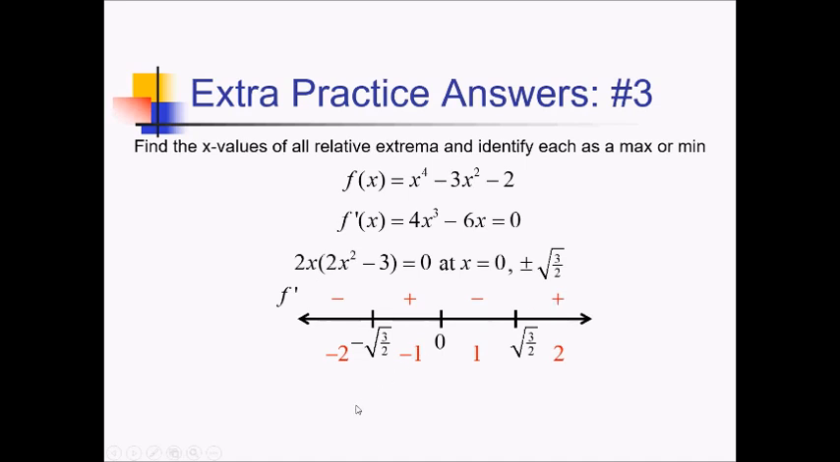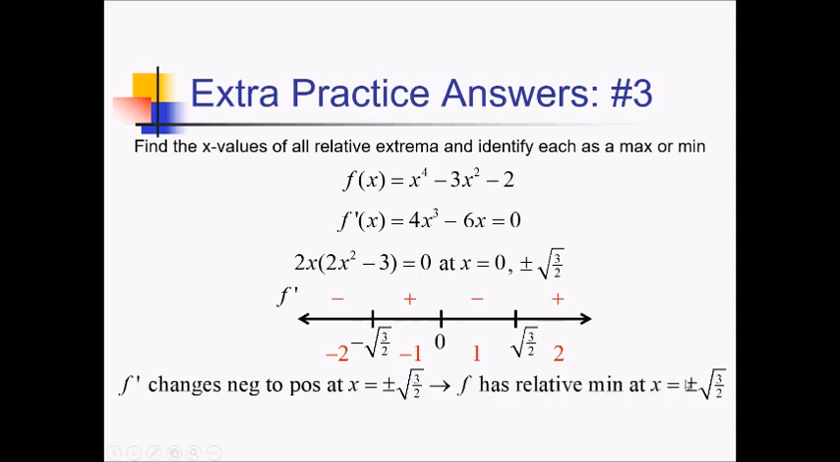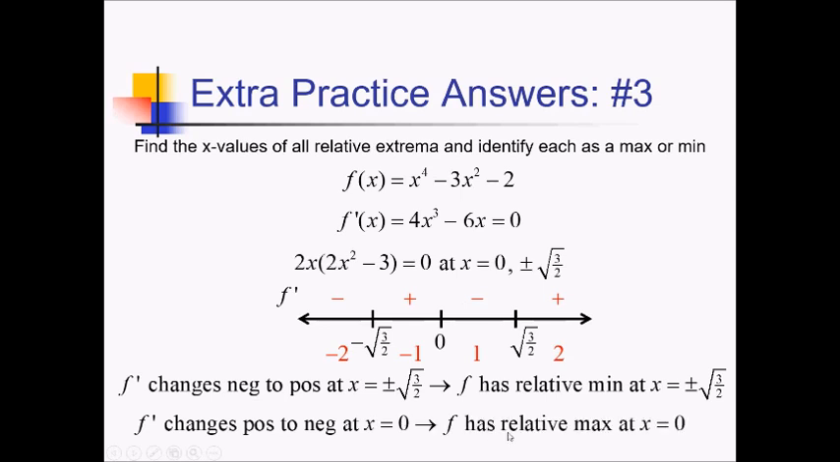Now I notice that f prime changes from negative to positive in 2 spots at plus or minus radical 3 over 2. Therefore, f has a relative min at both positive and negative radical 3 over 2. And I also notice that f prime is changing from positive to negative at x equals 0. So therefore, at x equals 0, f has a relative max.